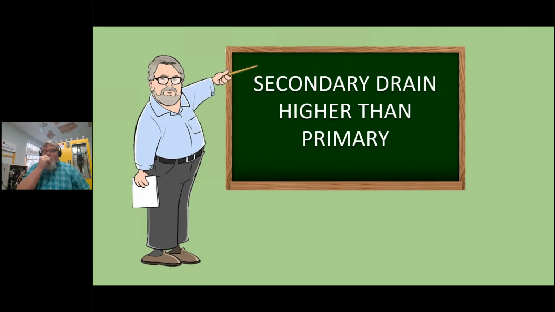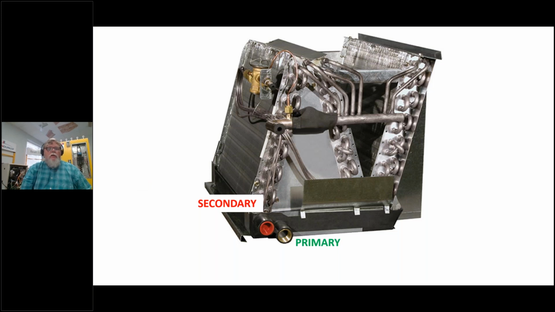Secondary drain higher than the primary drain. What do they mean? You've got a secondary drain on the equipment, so use it. There are different ways you can use it. You can either drain the equipment with it, or you can use it to shut the equipment off. For instance, here's a unit.